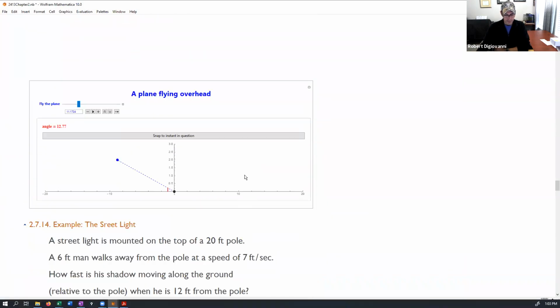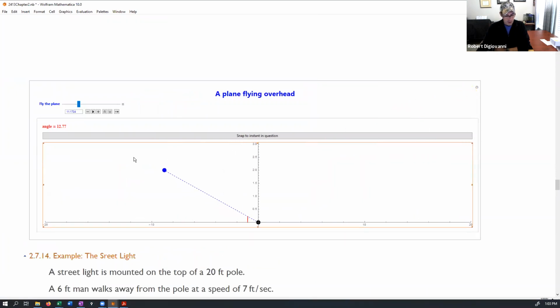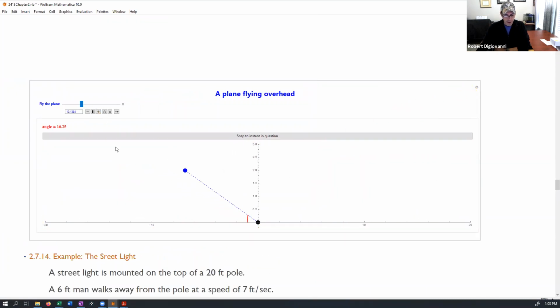So here it is. Make this bigger. So the plane is flying overhead, and what we're interested in is this change, this rate of change of this angle. And just watch the angle for a second. It's real slow here, then it's fast, and then it starts to slow down. Real slow, fast, and then slow, right?